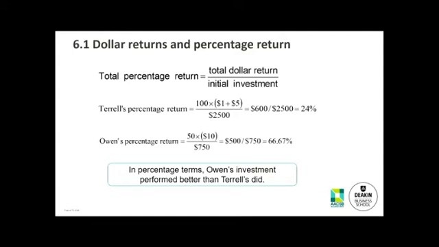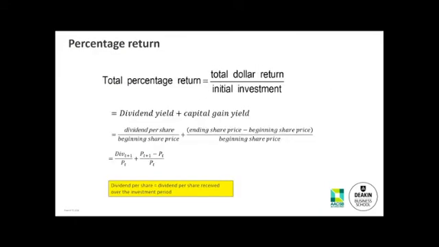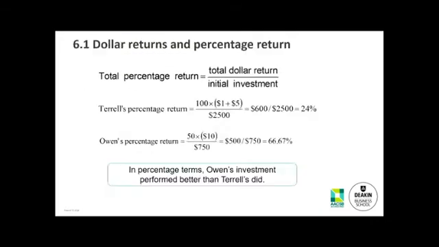And that's basically everything about dollar and percentage return. But as we discussed, when we try to calculate percentage return, the return that is generated from dividends is named as dividend yield. I told you, right? The return that is generated from capital gain is named as capital gain yield. Let's do one practice.